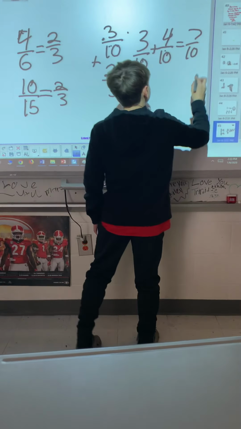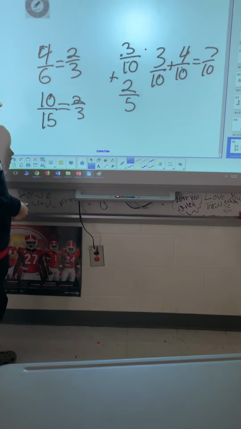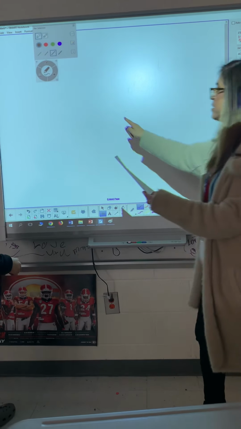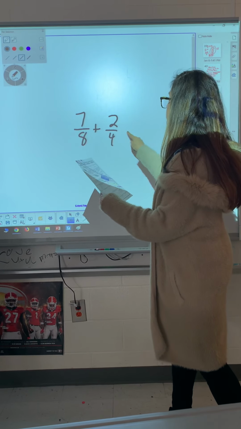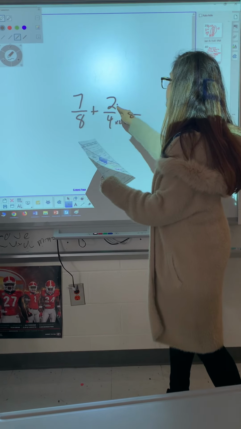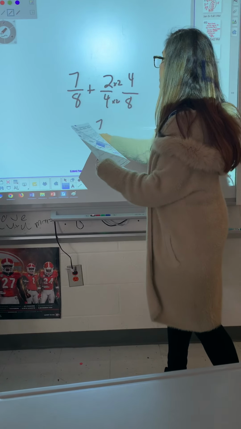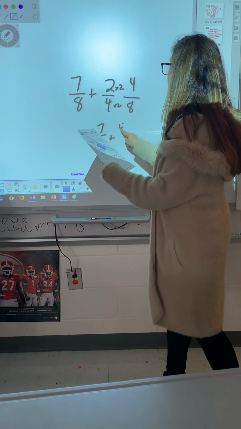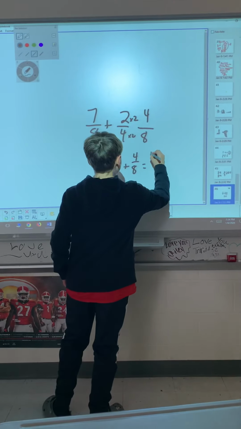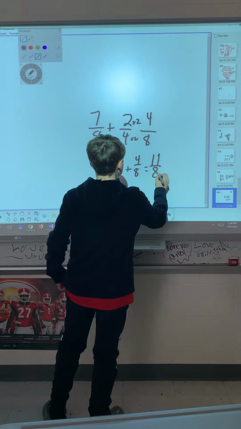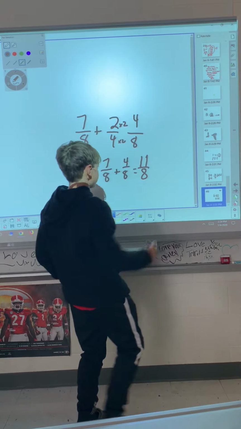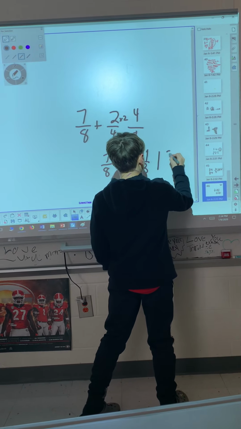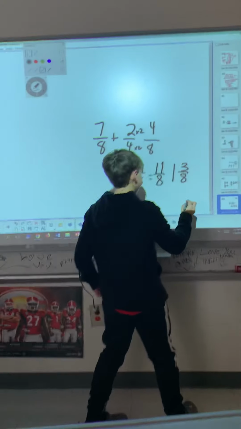Good job. And then the next one is 7/8 plus 2/4. I know that this is 7/8 plus 4/8, which is, can you finish it up for me? 11/8. Which is improper. We know that's really 1 and 3/8. That's right, and then circle it. 1 3/8.